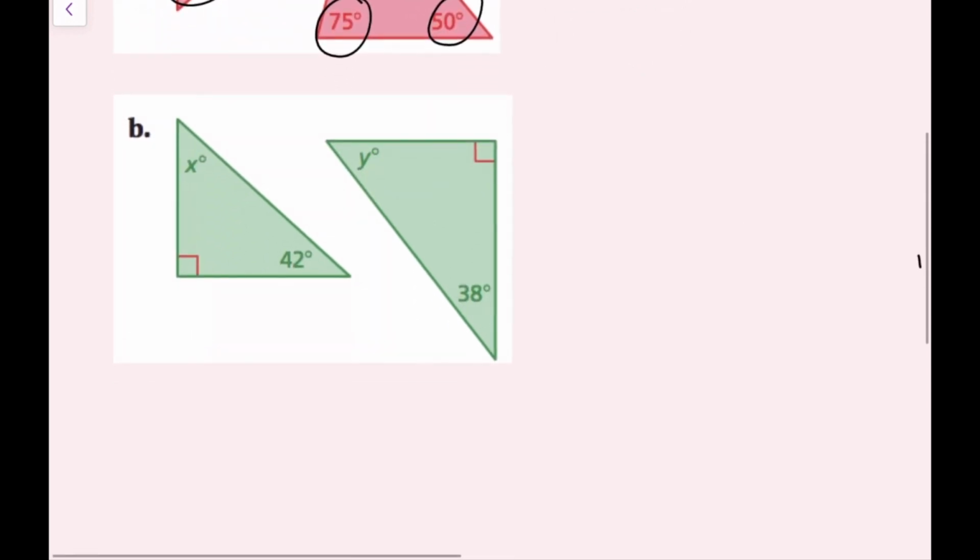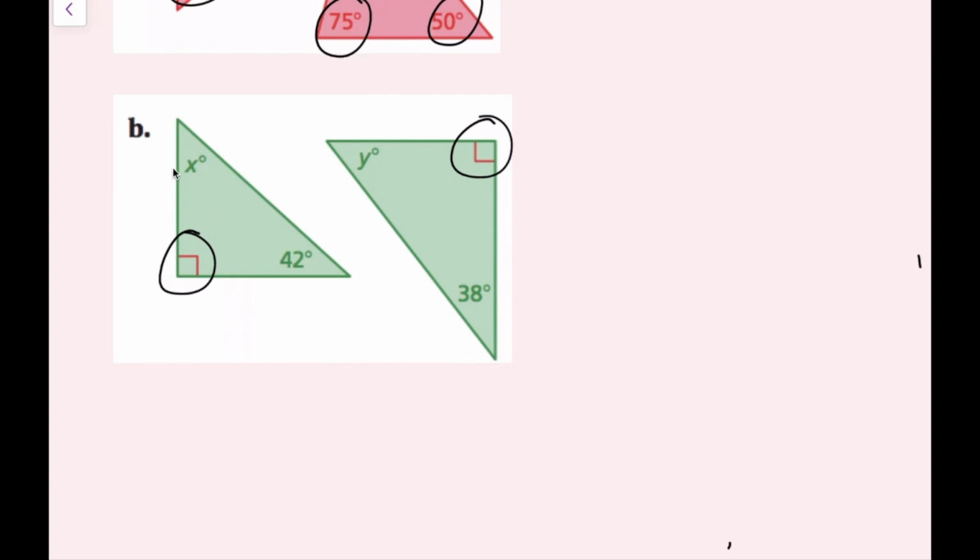For part B, we're going to look at this as well. Right away, I see that I have a right angle in each of them. So that is one angle that is congruent in the two triangles, but I need two pairs of angles that are congruent. So I see that I have a 42 right here, and I see that I have a 38 right here. Okay, well, these are not the same. So what I need to do is solve for one of these variables. Basically I can solve for x. If x is equal to 38, then these triangles are going to be similar. But if x does not equal 38, then these triangles are not going to be similar because we won't have two pairs of corresponding angles that are congruent.